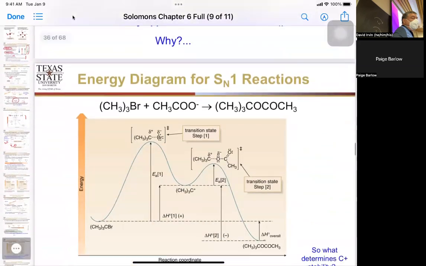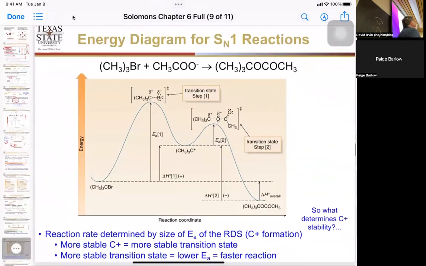So what we're going to talk about here is we're going to look at that intermediate we're forming. In the case of our unimolecular reaction here, we have to break the carbon-bromine bond to form an intermediate. So here's our transition state, here's our transition state, and we had to form an intermediate. Then we have a second activation energy to get to the second transition state to give us our product. Okay, so everything has to do with the stability of our intermediate.